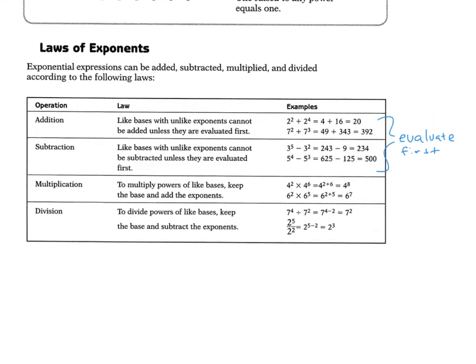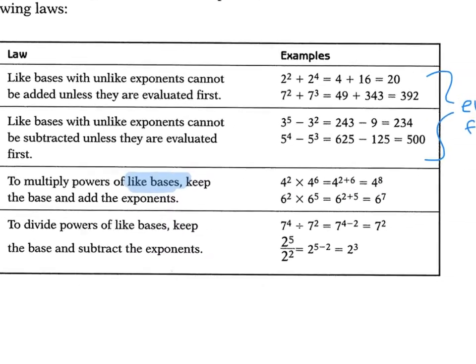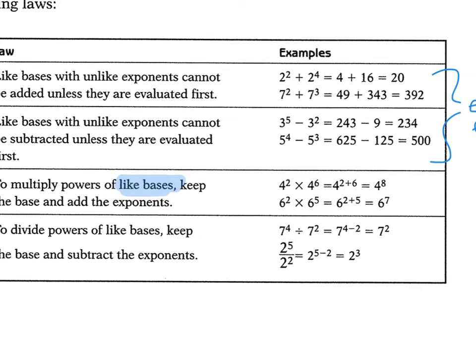For multiplication and division, to multiply powers of like bases, we keep the bases and add the exponents. So in order to do this, we have to have like bases. So here, when we have our bases that are like, so we have 4 squared times 4 to the sixth power, since those 4s are the same, and we're multiplying, we can combine our exponents by adding them together.